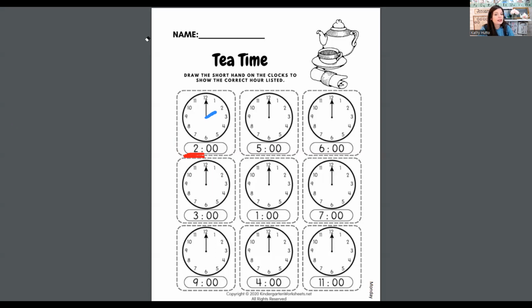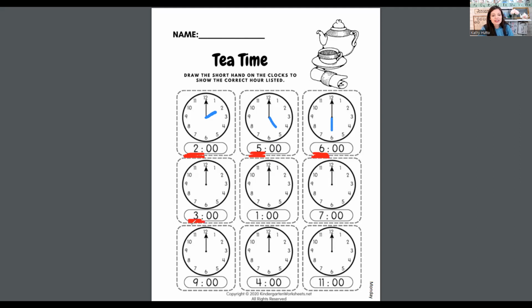Remember, we're just drawing the little hand on the clock. All right, so this number is 5. So we're going to draw a line to number 5. What time is it? It's 5 o'clock. Next, this number is 6. So draw a line to number 6. What time is it? Say 6 o'clock. It's 6 o'clock.